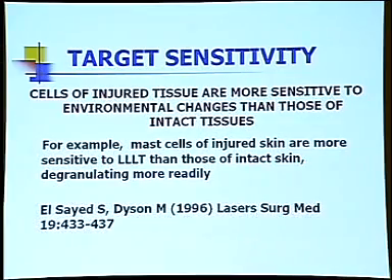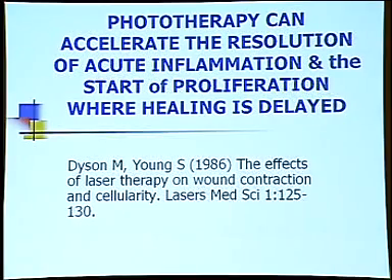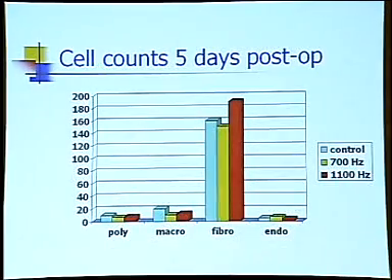Target sensitivity. Cells of injured tissues are more sensitive to environmental changes than those of intact tissue. So don't worry. You will get effects where you need them, where the injury is. Now let's move very quickly on to acceleration of delayed healing. We showed in the work I've already described to you that we could stimulate this by accelerating the resolution of inflammation so that we got more fibroblasts more rapidly.